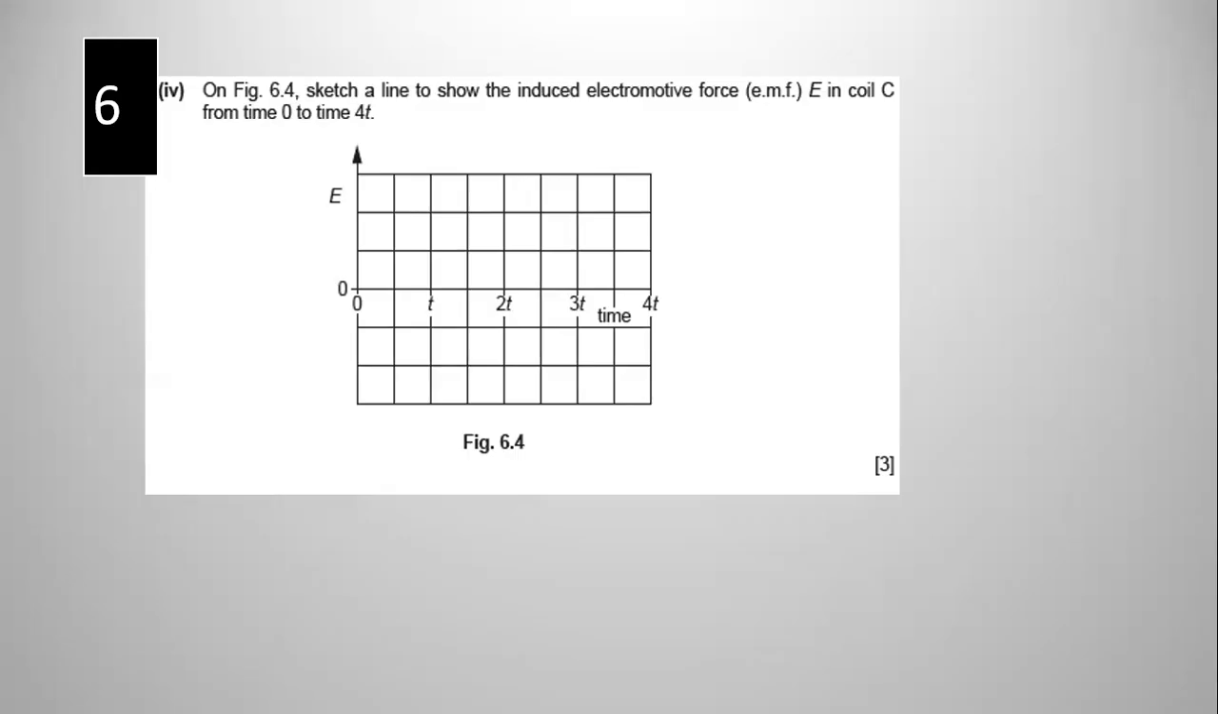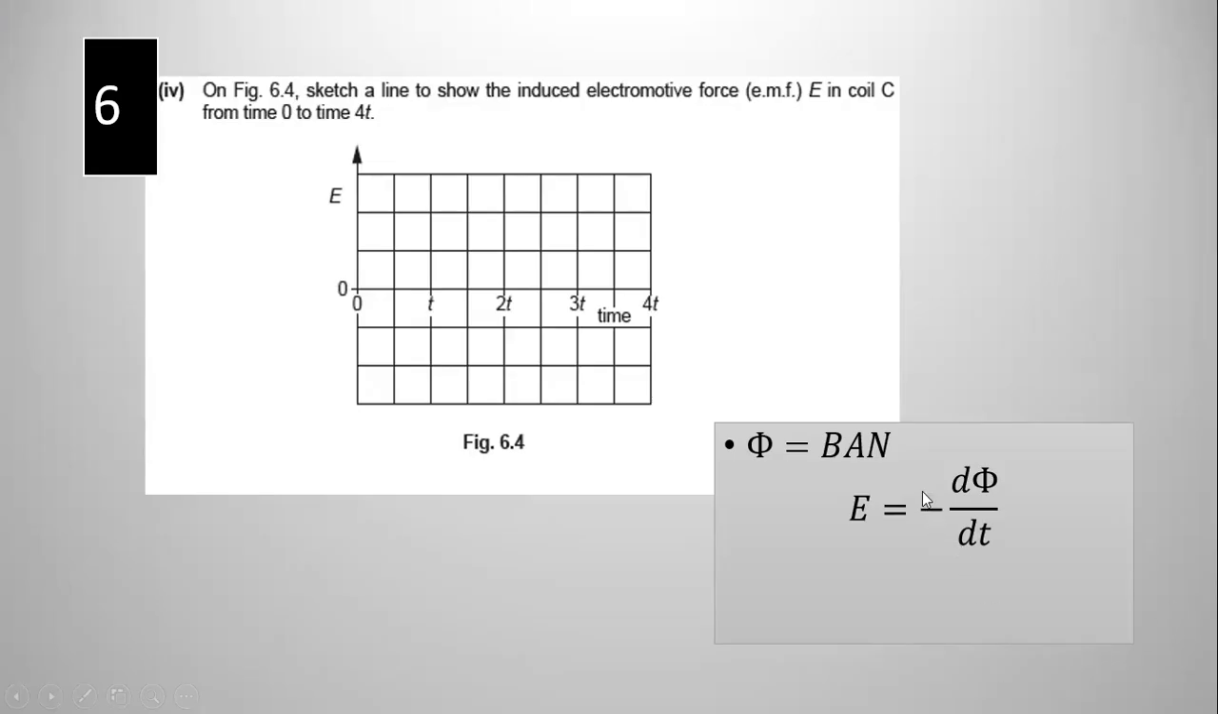On figure 6.4, sketch a line to show the induced electromotive force E in coil C from time 0 to time 40. So you just remember that it's a gradient. Don't worry about this negative sign. The negative sign is just Lenz's law. Okay, if you want to consider it, it doesn't matter, they won't penalize you. So it's just the gradient of the B graph.